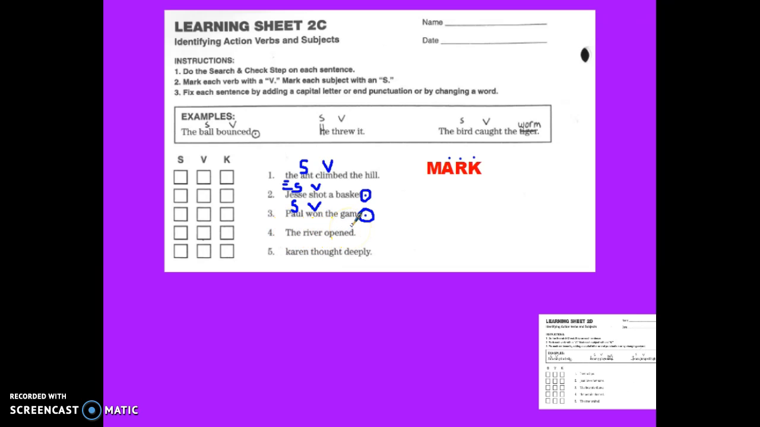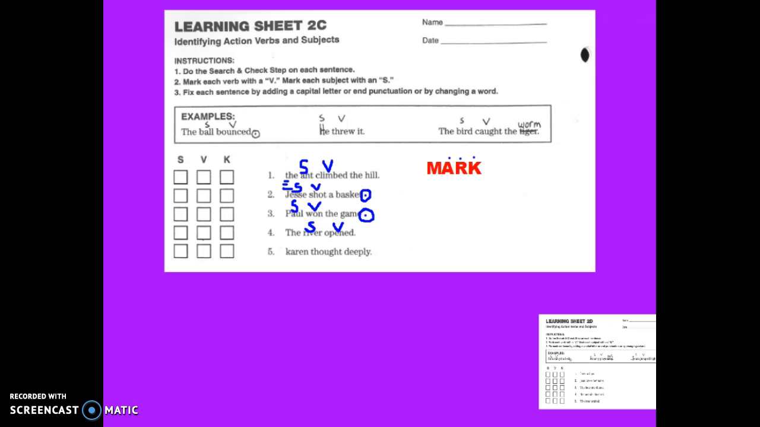The river opened. Right away I notice it doesn't make sense, but that key in part, that's the last step. So I have to ask, is there a verb? Yep, it is opened. Who or what opened? In this case it's a what. The river opened. The river is our subject. Capital letter, end punctuation, but this does not make sense.